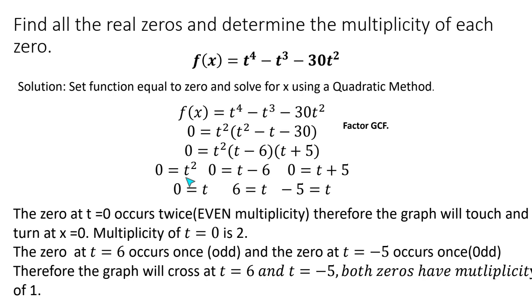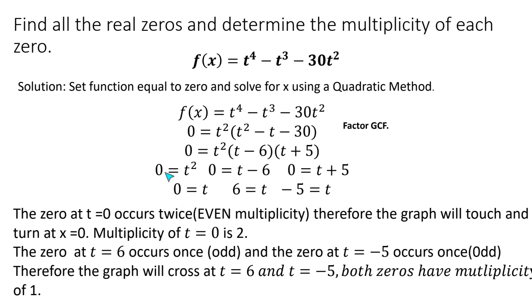So here we would take the square root on both sides. So we would end up with 0 is equal to t. Here I would add a 6, so I get t equals 6. And here we subtract 5, so we get negative 5 equals t. Notice that the degree is 4, so you should have 4 zeros, but we only see 3. The other 0 comes from the t squared. Here we're producing 2 zeros, so another 0 would be t equals 0.